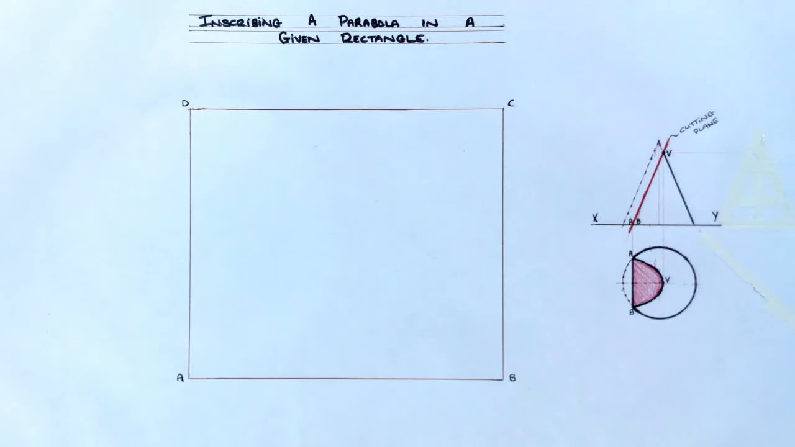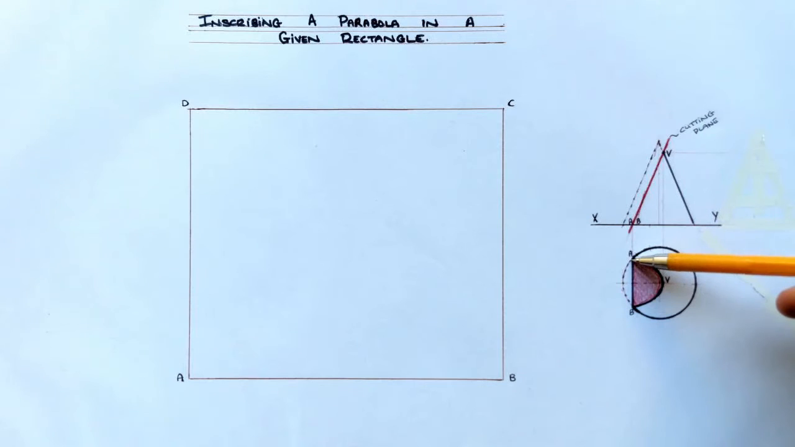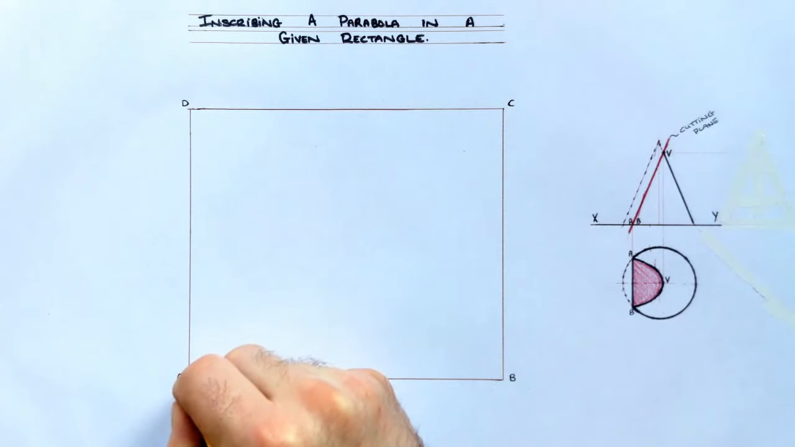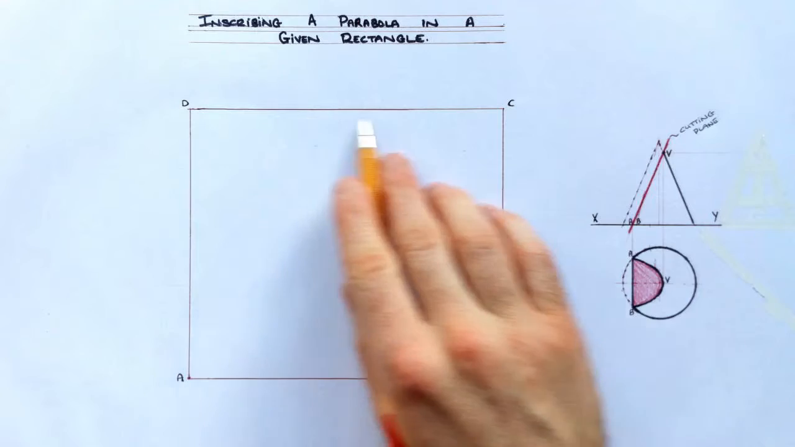So when inscribing a parabola in a given rectangle, there are a couple of steps that we have to follow. First of all, we have to locate our vertex, which is the top point of our parabola. As you can see in the sketch down here, we have a point A and a point B at the bottom of the curve, and we've already got those. So those two are points straight away, A and B. Now what we need is our top point, which is going to be somewhere up here.